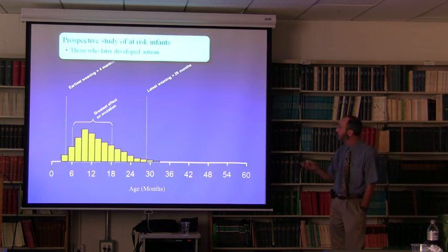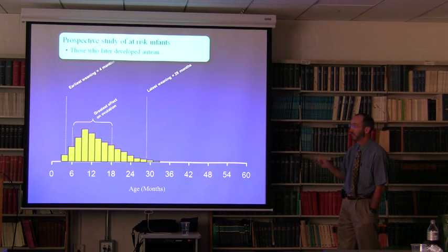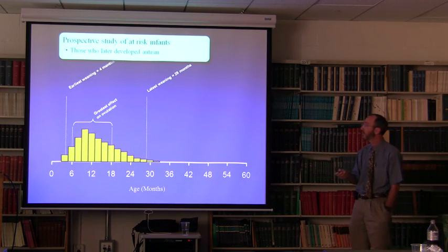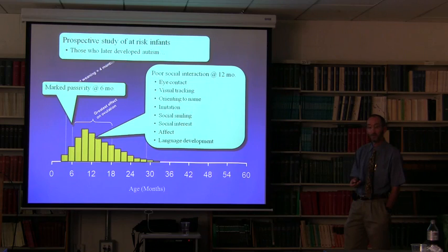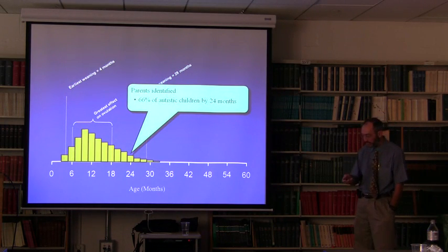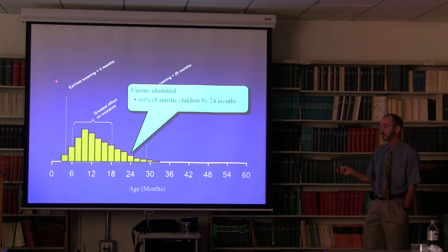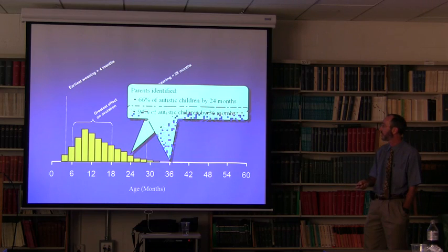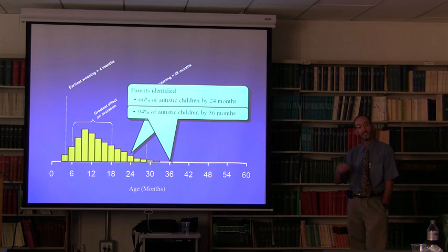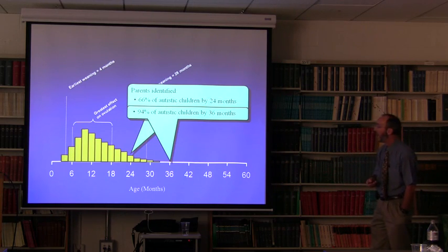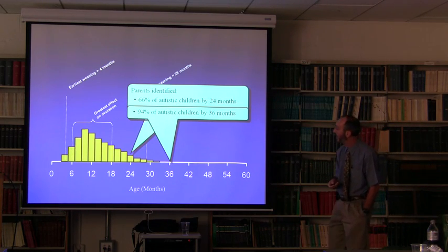Another study, a prospective study of at-risk infants, because they had an older sibling with autism, showed that those who later developed autism showed marked passivity at 6 months, and at 12 months, poor social interaction on measures of all of these things. And finally, in another study, parents had identified 66% of autistic kids by 24 months and 94% by 36 months. So these distributions are consistent with the idea of autism having something to do with weaning.